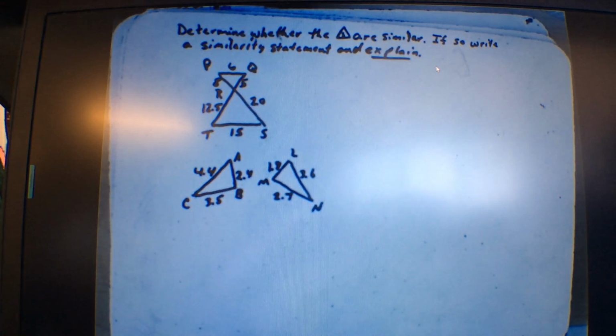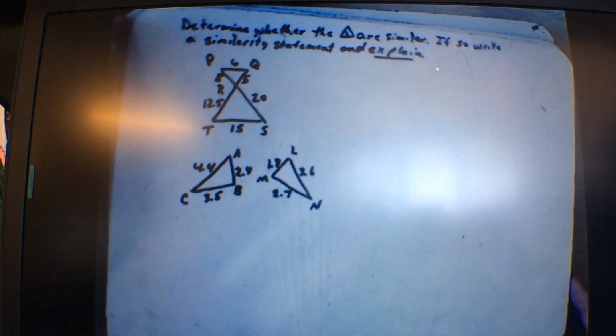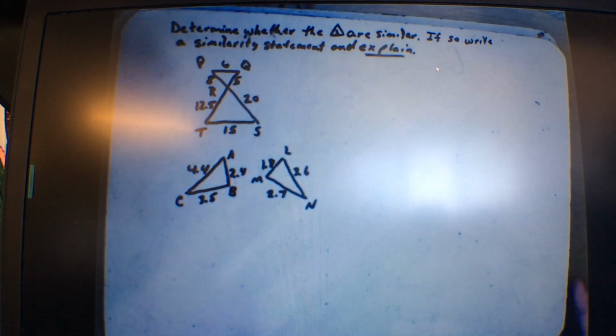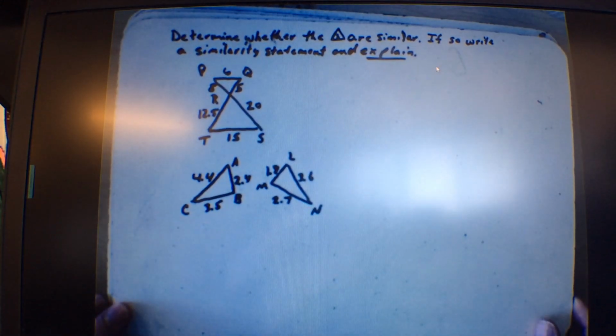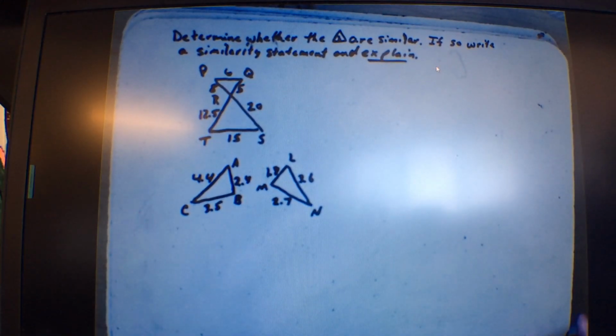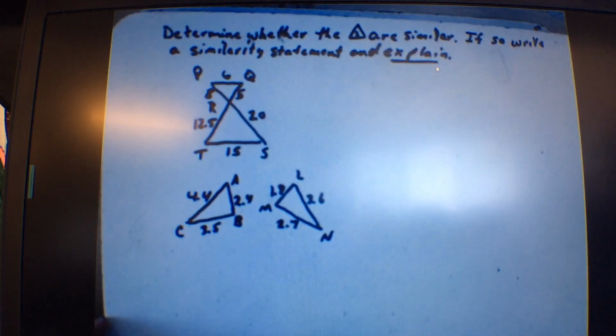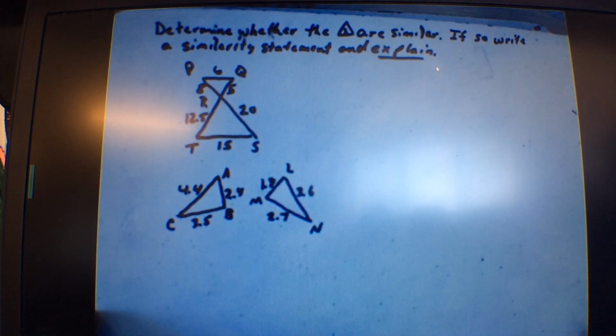Okay, this is page 521, geometry, similar triangles, the SSS and the SAS similarity postulates. As you can see, I've written: determine whether the triangles are similar. If so, write a similarity statement and explain. Before we get to that, I'm going to take that away. We're going to come back to that, so don't panic that you didn't get everything written down.